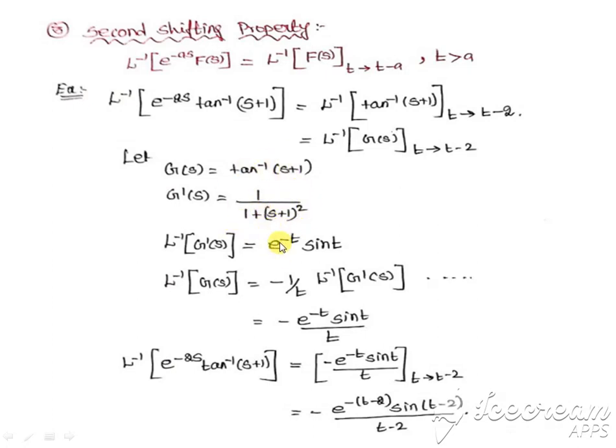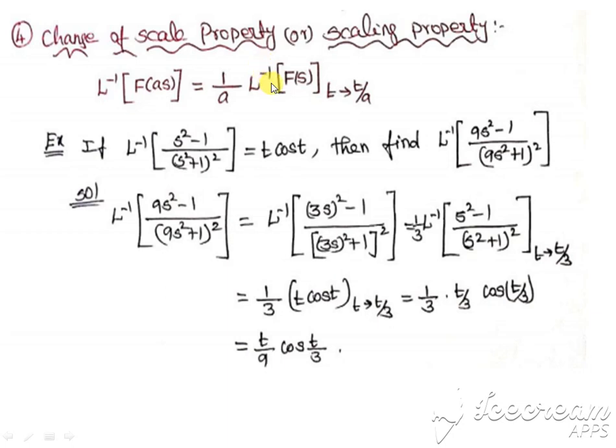So for this derivative, here s is replaced by s minus 1 for the shifting term, e power minus t. So then remove this plus 1, 1 by 1 squared plus s squared is nothing but sin t. So by the property, one of the properties is equal to 1 by a L inverse of f of s, in that t is replaced by t by a. This is only directly asked in the question.